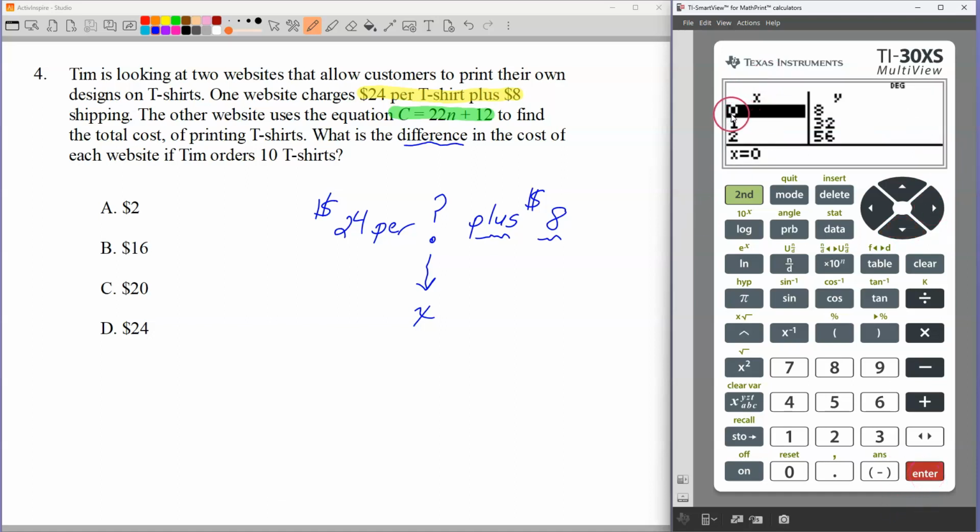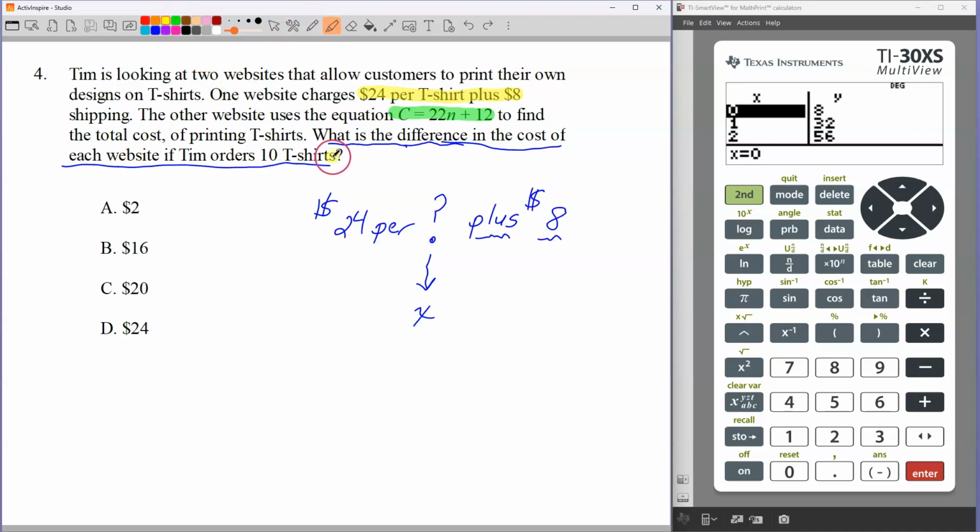So this table tells me that 0 shirts will cost $8. The $8 is for the shipping. But remember, I want to know this one. Let me underline this whole final question. It says, what is the difference in cost of each website if Tim orders 10 shirts? So for the first website, this is website 1, right? Let's find the cost for 10 shirts.